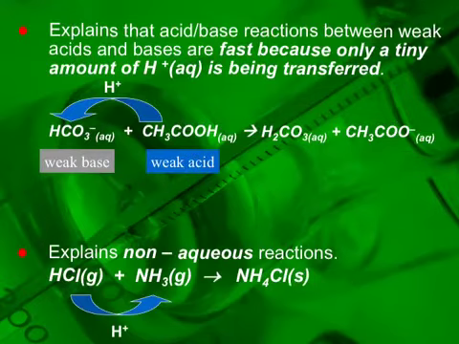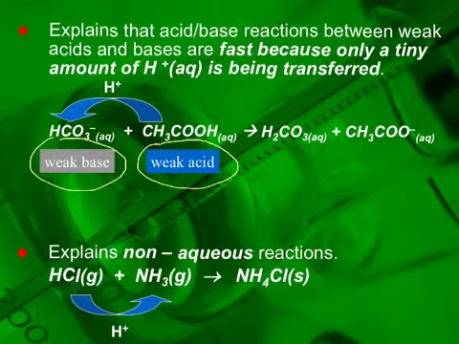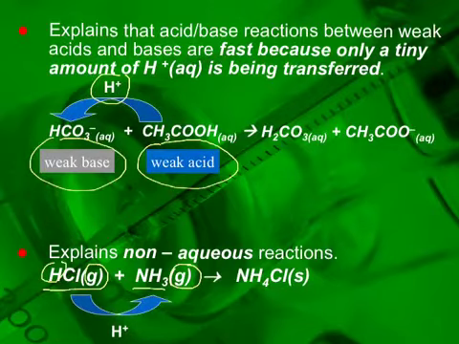Our Bronsted-Lowry definition of an acid is a better definition of an acid and base reaction because now it allows us to explain why the reaction between a weak base and a weak acid is fast, because only a hydrogen is transferred. As well, our Bronsted-Lowry definition also allows us to explain non-aqueous reactions. Here we see hydrogen chloride gas reacting with ammonia gas. This is happening in a gaseous atmosphere. Here, the HCl donates a proton to ammonia, and now it forms the ionic compound ammonium chloride.